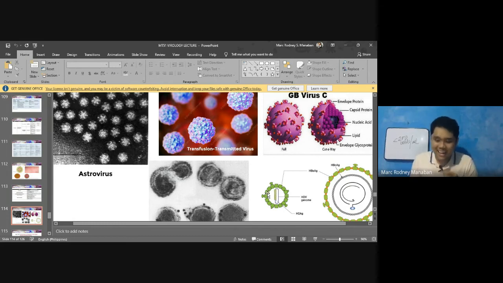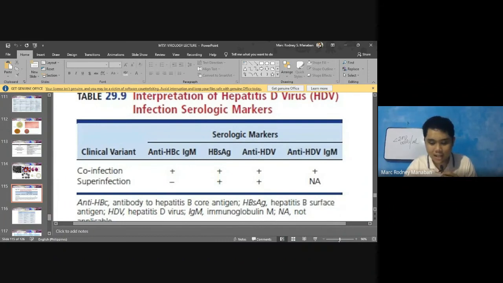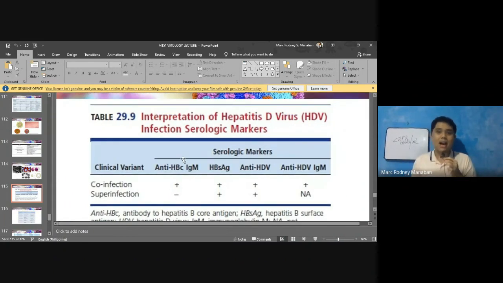Okay, all right. And these are the markers for your hepatitis B. Where do we look? At anti-HBc IgM. If positive, that means co-infection. If negative, super infection. Remember that co-infection happens at the same time. When you say co-infection, it was acquired simultaneously. At the same time, the patient acquired HBV and HDV. So therefore, it is positive for anti-HBc IgM because it comes along with the progression of the hepatitis B infection.